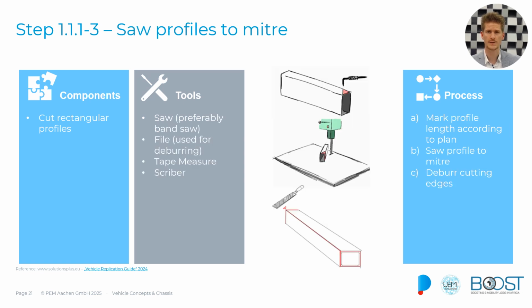Check that the geometry is right. We will then take them and again use a saw, file, a tape measure, and scriber, mark where we want to have our emitter, and then with a machine cut our profiles to meter.